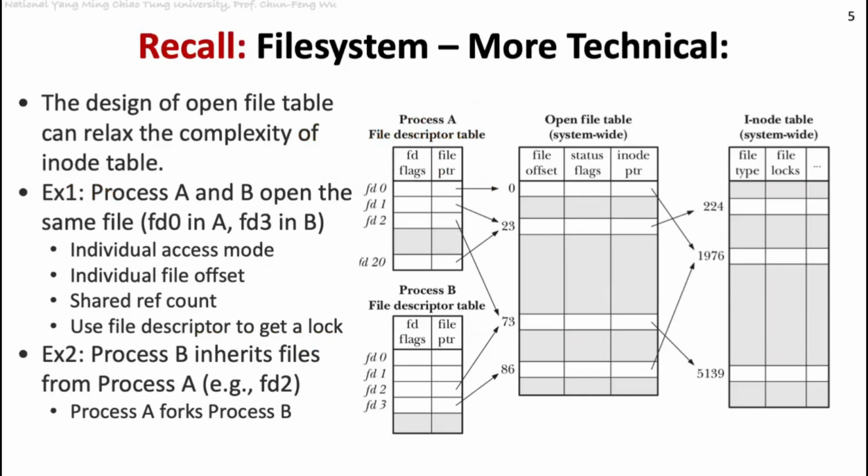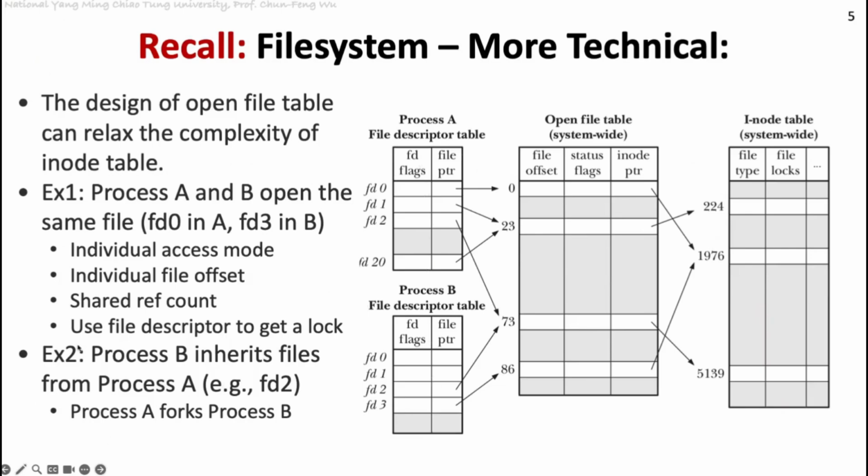So let's come back. First of all, let me clarify. Actually, this example 2 is not about process A and process B. In this example, there are different processes. What I'm referring to is if process A forks process B. Then the file descriptor table will be totally the same.